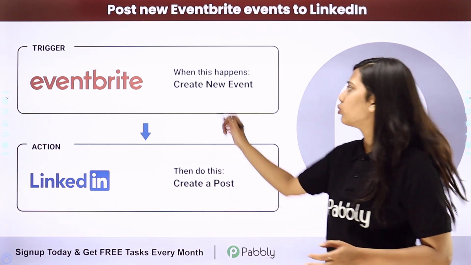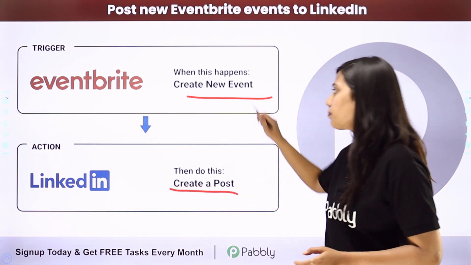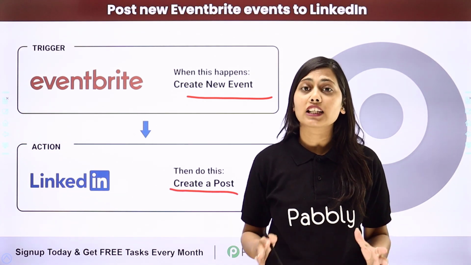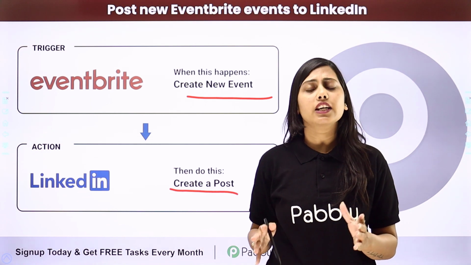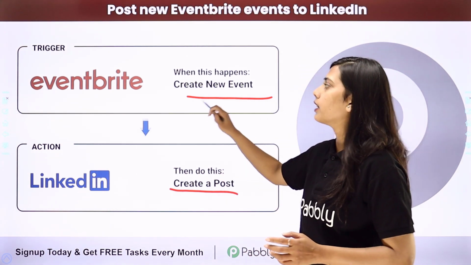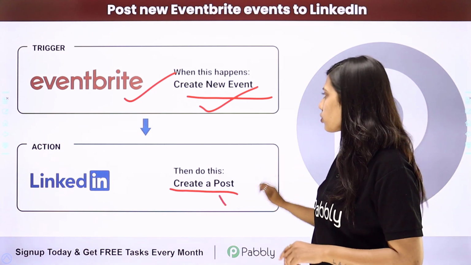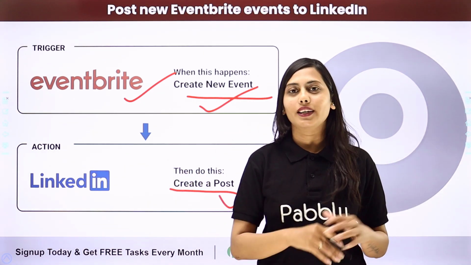So you might have to do both the works of creating the event in Eventbrite manually and then creating the post for it in LinkedIn also manually. But let me tell you, you can actually automate this process using Pabbly Connect. We will create an integration such that our trigger will be creating a new event in Eventbrite, and then our action will be creating a post for this event in your LinkedIn account. So let us learn how to do it.